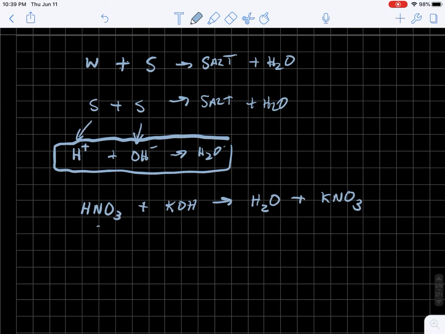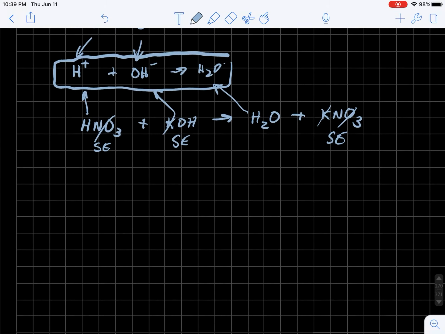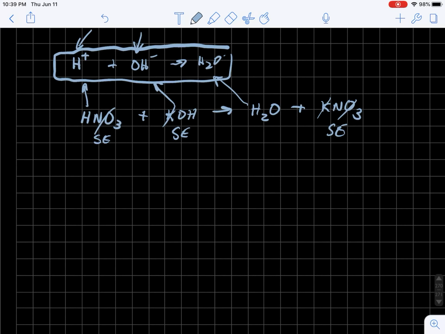So again, on the test, I would let you know that this is a strong electrolyte, this is a strong electrolyte, this is a strong electrolyte. So the nitrates are going to be written as ions and canceled out. The potassiums are written as ions and canceled out. What's left? H plus, OH minus, produces water. So anytime you get 2 strong materials together like that, strong acid, strong base, you're always going to get H plus plus OH minus produces H2O.